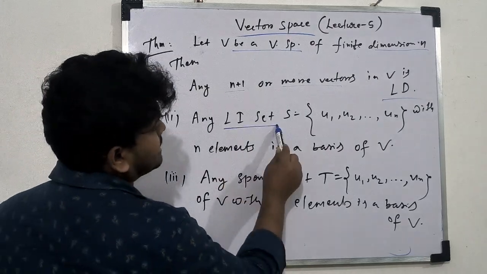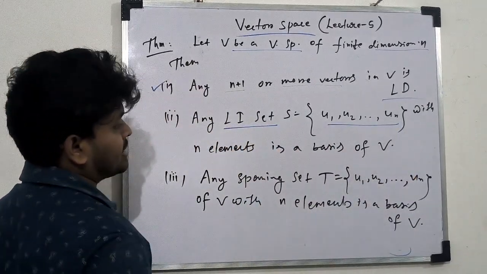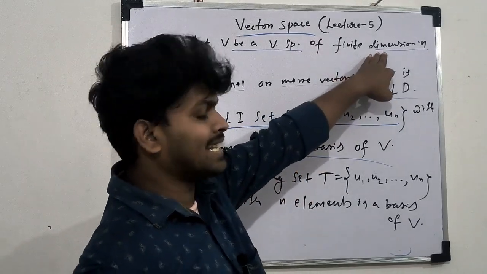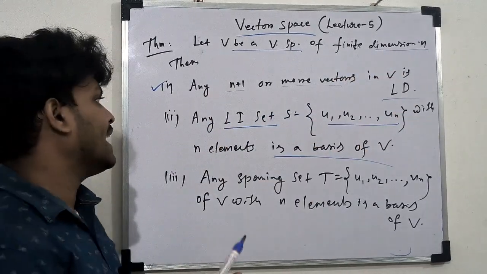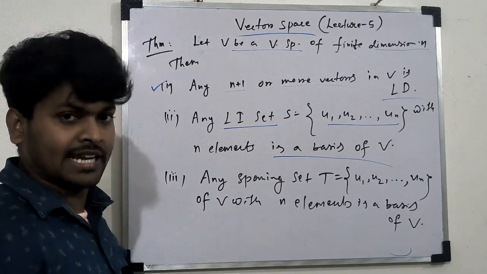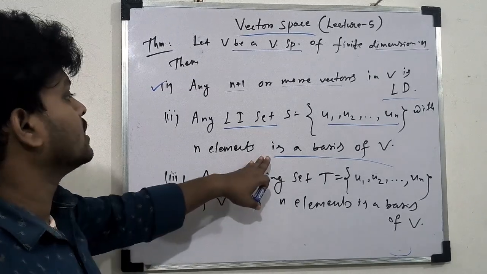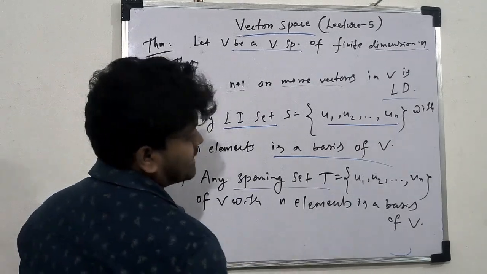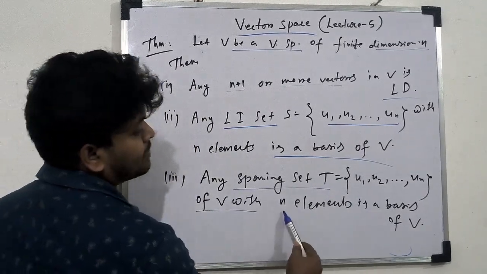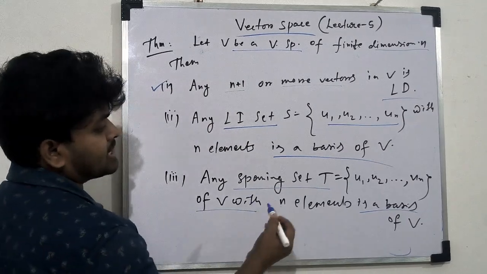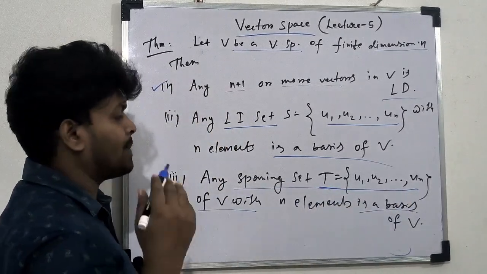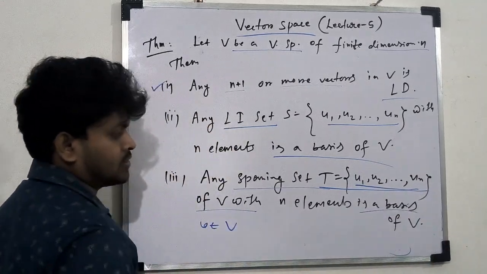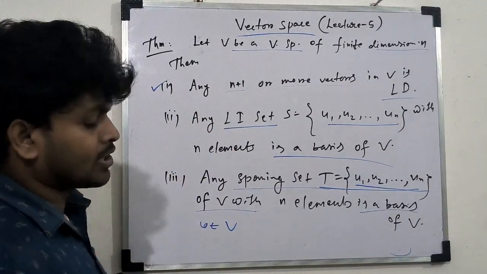And any linearly independent set which contains n elements is a basis of V. As you know, the dimension of the vector space is n. Therefore, if you can find any linearly independent set which contains n vectors, it automatically becomes a basis of that vector space V. And any spanning set of V with n elements is a basis of V. Spanning set means this set will span the vector space V. Any vector from V can be written as a linear combination of these vectors. So this is an important theorem.